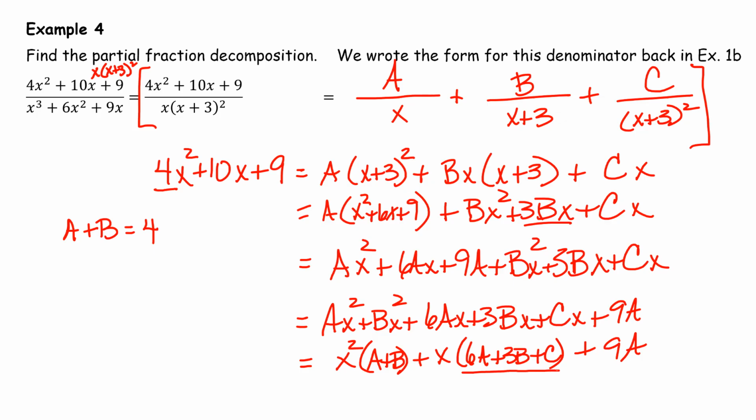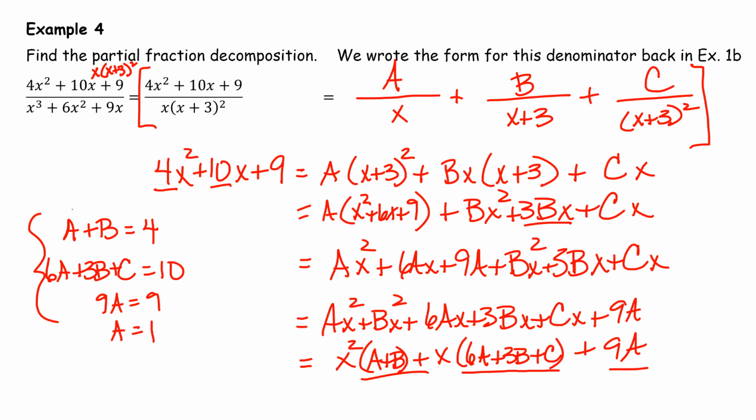And then if I look at the coefficient on x, it's 6A plus 3B plus C, so that must be 10. So 6A plus 3B plus C is 10. And then the 9A is the constant, which means that it must equal 9. So 9A is equal to 9. So A must be 1, and that means that B must be 3, because A plus B is 4. And then 6A, which would be 6, plus 3B, which would be 9, plus C is equal to 10. So 15 plus C is 10, which means that C is negative 5.